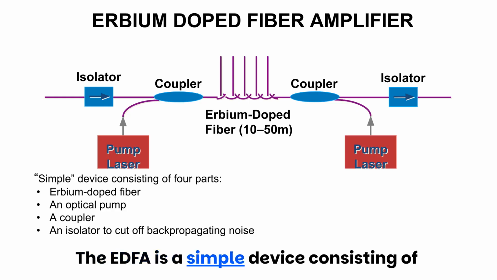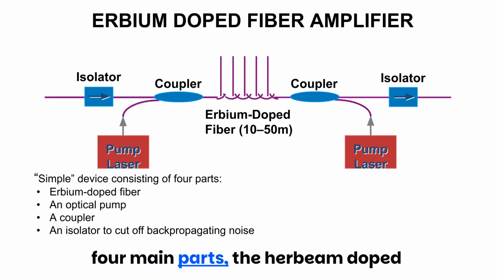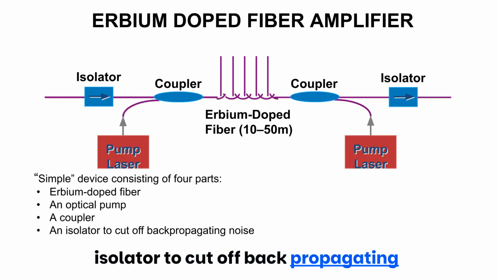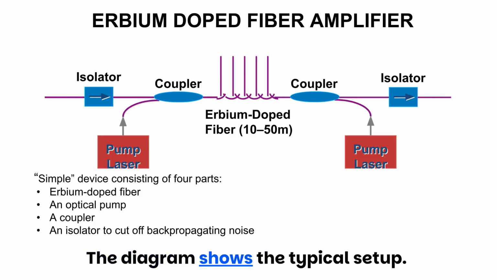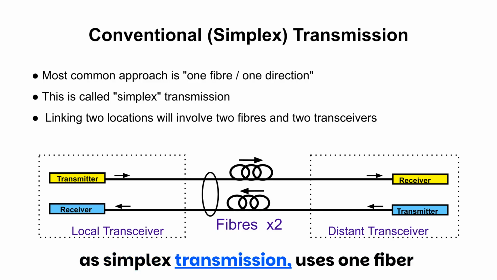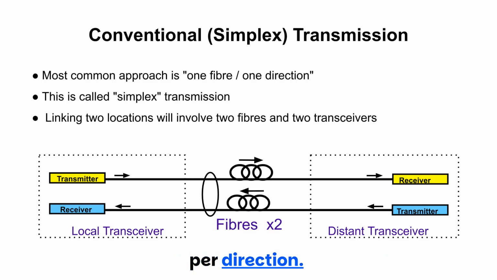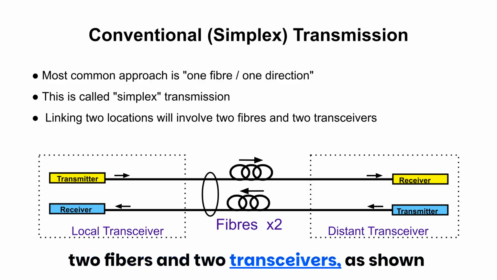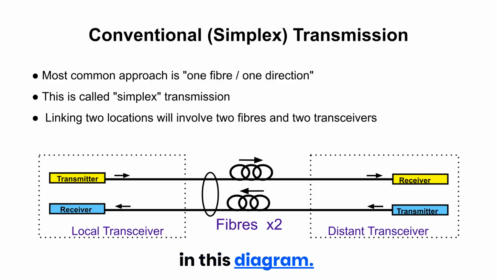The EDFA is a simple device consisting of four main parts: the erbium-doped fiber, an optical pump, a coupler, and an isolator to cut off back-propagating noise. The diagram shows the typical setup. Conventional transmission, also known as simplex transmission, uses one fiber per direction. Linking two locations, therefore, involves two fibers and two transceivers, as shown in this diagram.